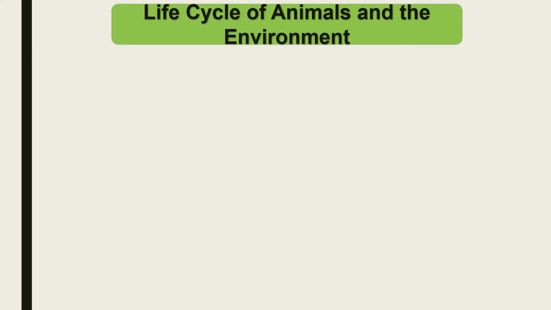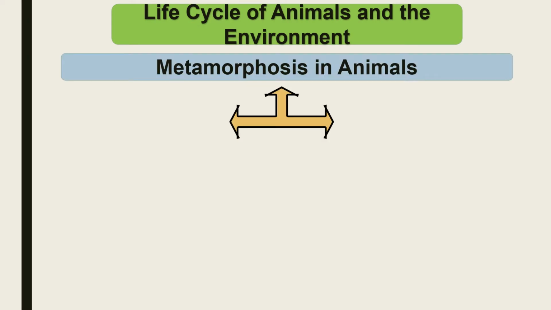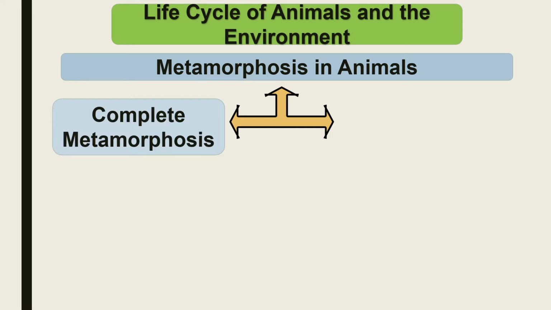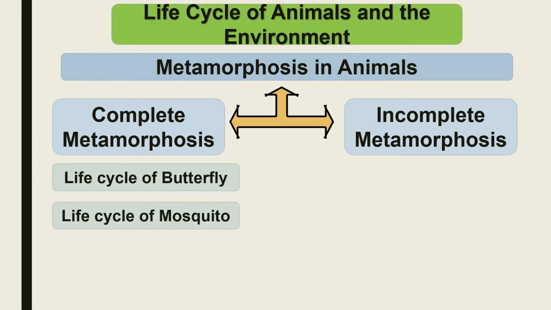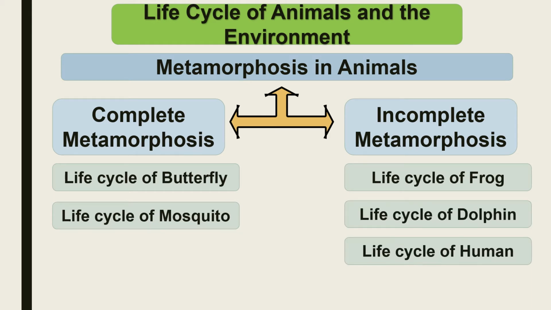Life cycle of animals and environment. There are two branches of metamorphosis in animals. First one is complete metamorphosis. The second one is incomplete metamorphosis. Examples of complete metamorphosis: life cycle of butterfly, life cycle of mosquito. In incomplete metamorphosis: life cycle of frog, dolphin, human, and dog, and lots more.